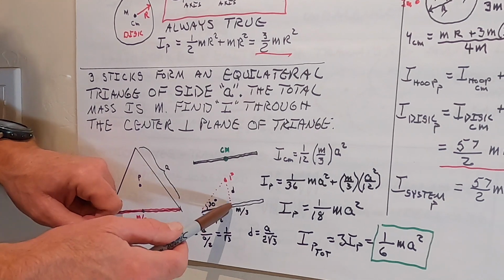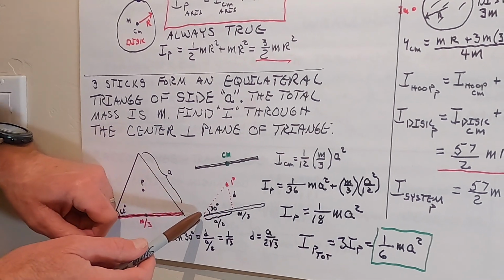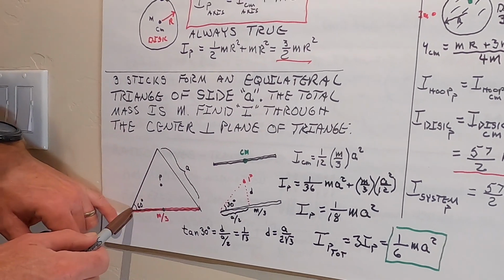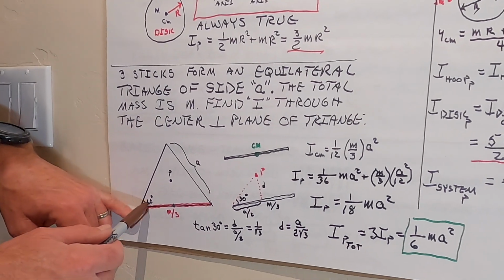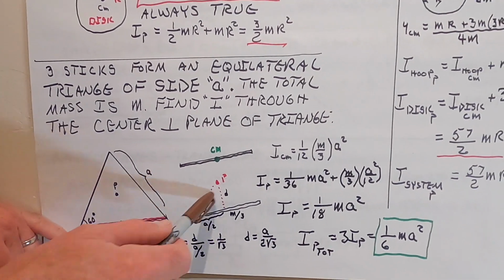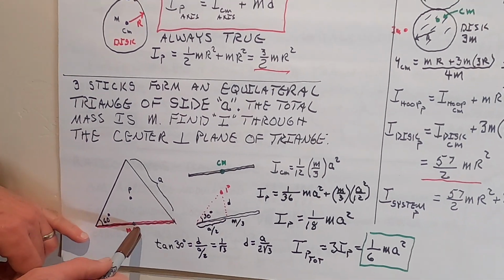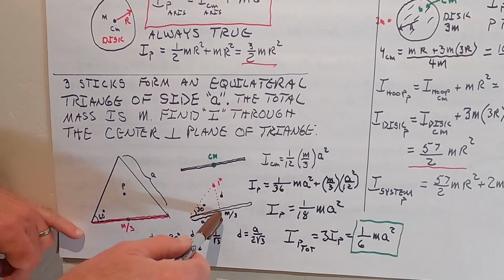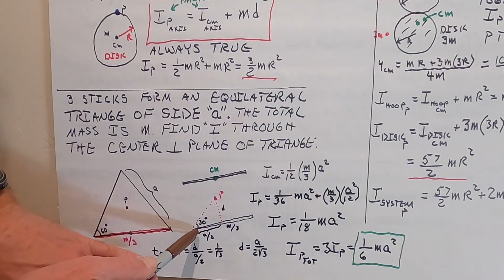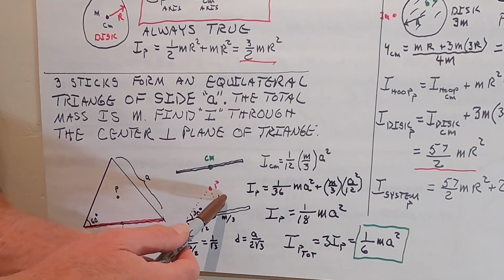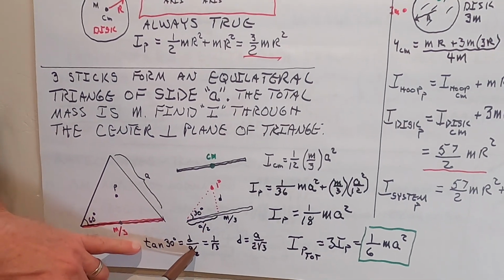Well, what is that distance? Well, we know if I make a little triangle here, this cuts this in half, so it's only 30 degrees out to here. And we know that distance is a over 2, that's half of it. And we want to calculate d, so we'll just use the tangent. The tangent of 30 is d divided by a over 2.